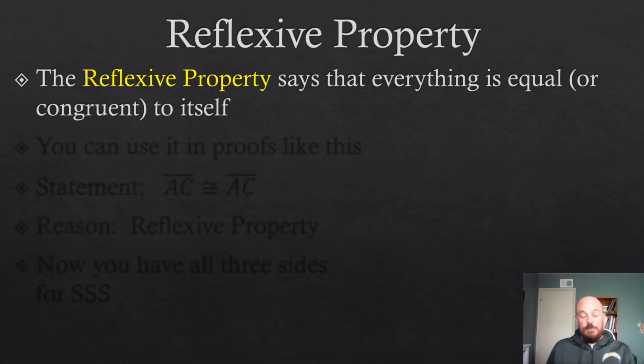And for a shape, it would be congruent. So like line segment AB is congruent to line segment AB, or angle P is congruent to angle P. So if you ever want to say something is the same as itself, which of course it is, everything's the same as itself, the reason for that is the reflexive property.